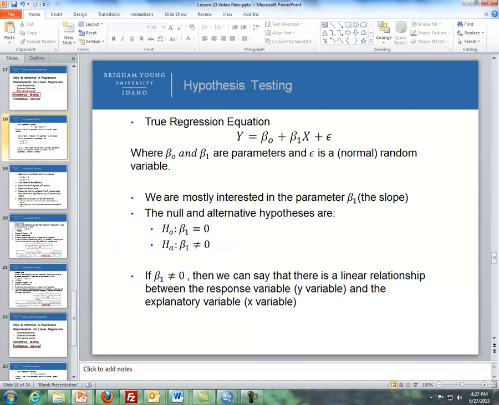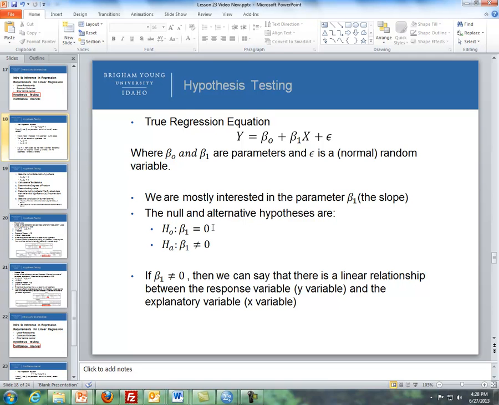So here is a true regression equation where we have y is equal to beta naught plus beta 1 times x plus epsilon, where beta naught and beta 1 are the parameters, and beta naught is our y-intercept and beta 1 is our true slope, and epsilon is the normal random variable. We are mostly interested in the parameter beta 1, which is our true slope. So because of it, we state our null and alternative hypothesis as such. We state the null is that beta 1 is equal to 0.